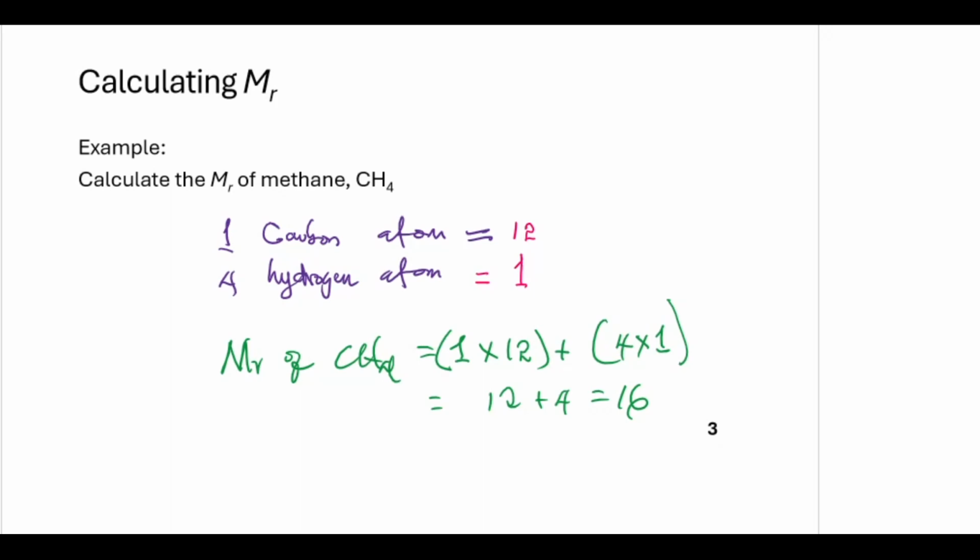So don't forget that relative atomic mass does not have a unit. I think I told you before, because we are just relating the mass of an atom or a compound to the mass of carbon-12. So we are relating mass to mass. It's like you are dividing mass by mass. That is why we are not giving any unit to relative atomic mass. So that is the example of calculating the relative molecular mass of methane. You can use this method to calculate the relative masses of any other molecule.